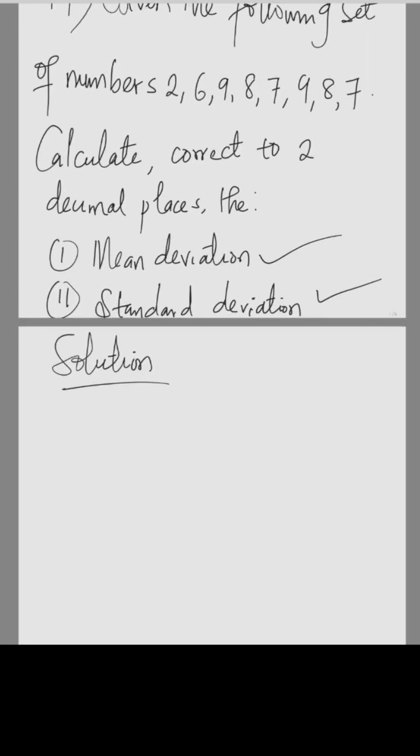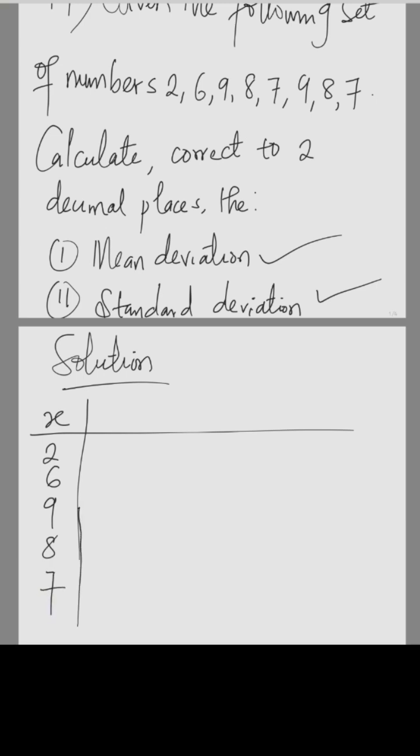So for us to begin, there will be need for us to draw a table. We have the values of x, which are given. So we're going to arrange, we have 2, 6, 9, 8, and 7. So these are the values of x. We have the frequencies. The frequency means the number of times a value occurs. So 2 occurs once, so here we have 1. 6 also is 1. 9, 2 times. 8, 2. 7 also is 2.